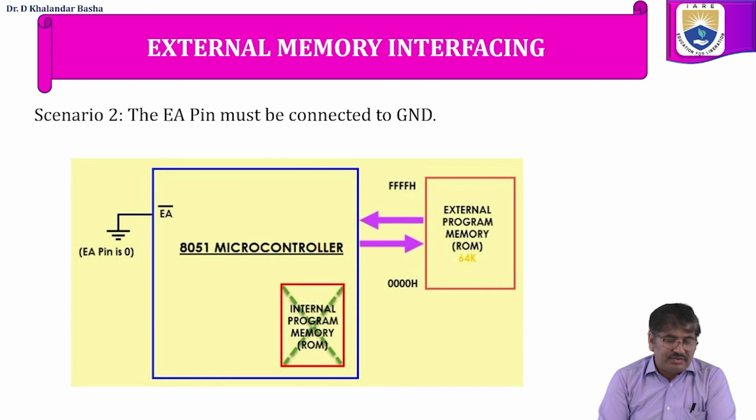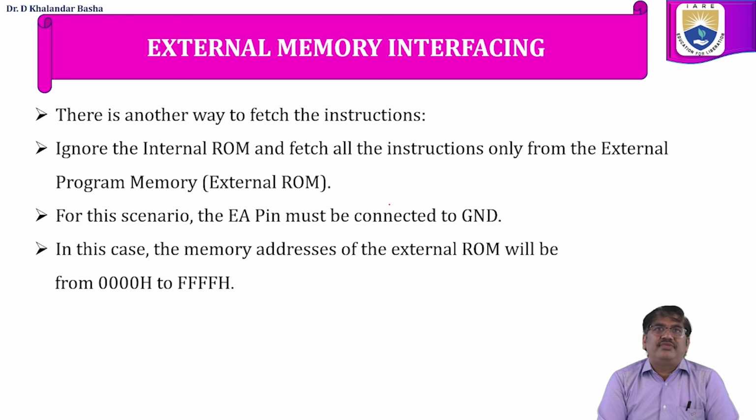The second scenario is when the EA pin is connected to ground. When the EA pin is connected to ground, that indicates the external access is enabled. So when external access is enabled, we can't access the internal program memory. The entire external memory we can access, that is from the address 0000H to FFFFH. So there is another way of fetching the instructions.